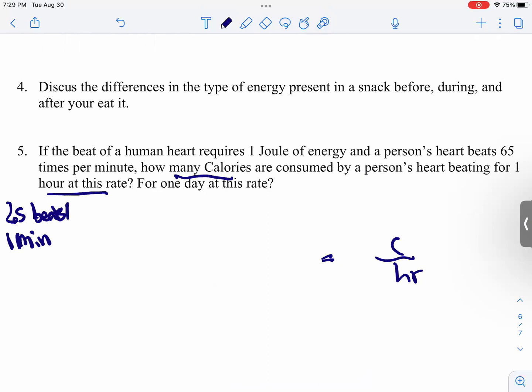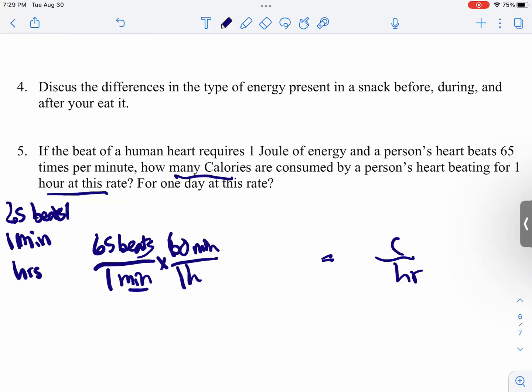Let's see what else you have, right? You're working with hours. So look at what you have and what types of connections you've got there. So let's start with 65 beats. We know we've got 65 beats in 1 minute. So we're going to want to cancel out minutes, right? We want our answer in hours. So 60 minutes is 1 hour. So minutes cancel out. You've accounted for that. You have to account for that.